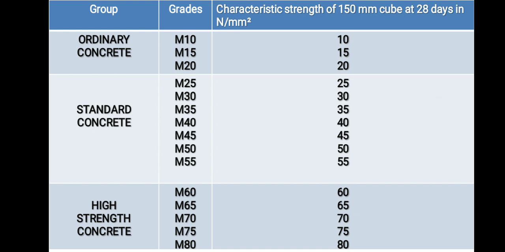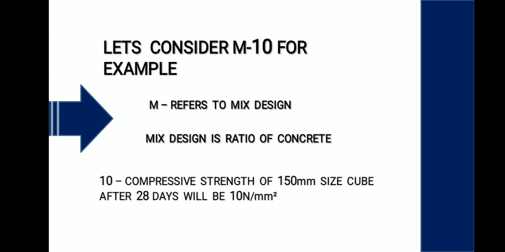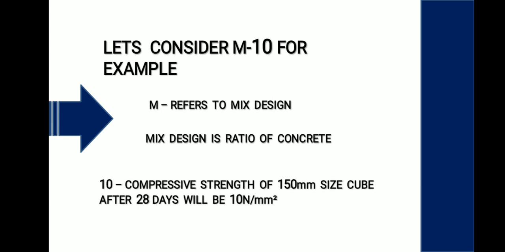Let's take an example. We'll consider M10 grade of concrete. First of all, what does this M indicate? M refers to the mix design. And what is mix design? It is the ratio of concrete materials: water, aggregates, admixtures. And what does this 10 indicate? 10 indicates the compressive strength of the cube. A 15 centimeter cube after 28 days will be how much? It will be 10 Newton per mm square.